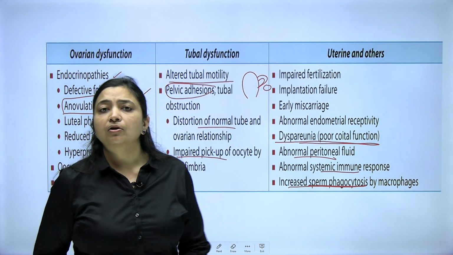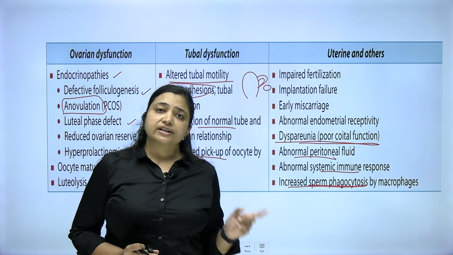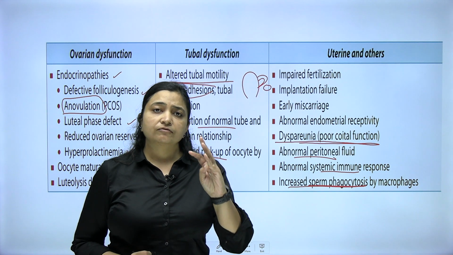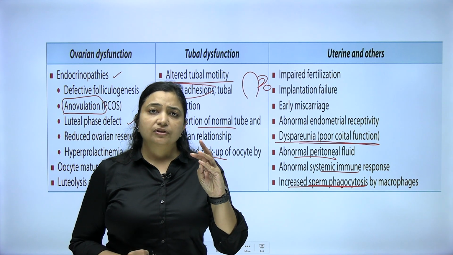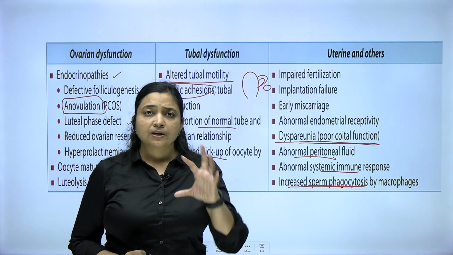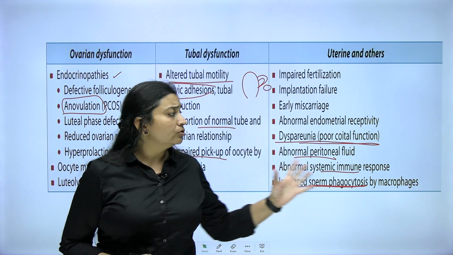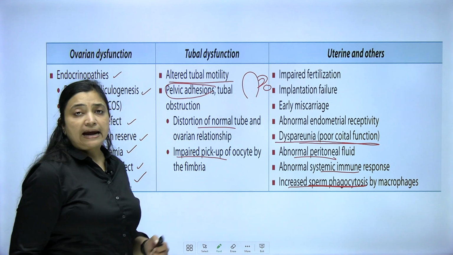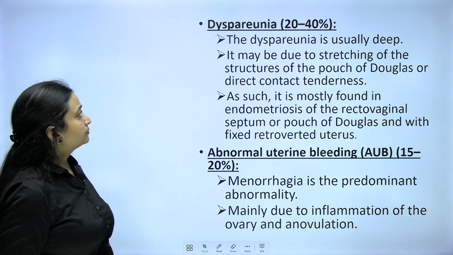We may not remember all of these things, but just to tell you that at every level, at the level of the ovary there is a problem, at the level of the tube there is a problem, at the level of the endometrium, at the level of the sperm, increased phagocytosis. So we don't know which factor is working in which patient, but yes, these patients may land up in infertility.